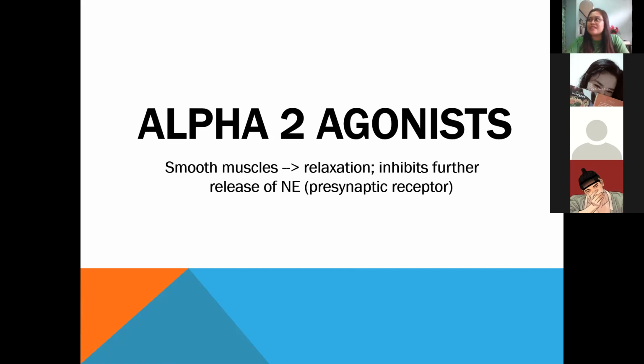And then aside from that, since this is a presynaptically found receptor, it will also inhibit further release of norepinephrine. So it can decrease the amount of norepinephrine available for binding with other na mga receptors. Okay? So, kung kulang na ang norepinephrine, that also means there will be decrease in the blood pressure since it cannot bind to alpha-1 receptors. So, to summarize, these drugs will be beneficial to people with hypertension.